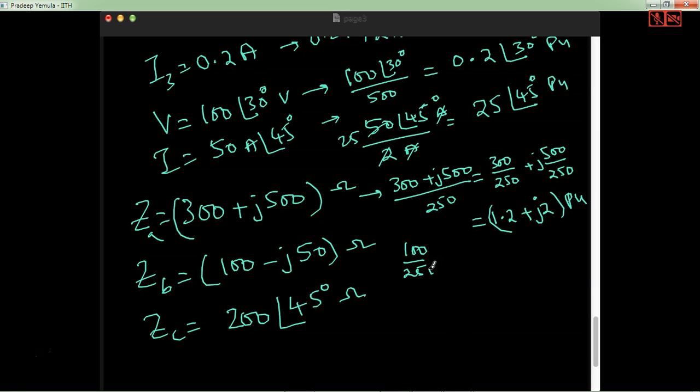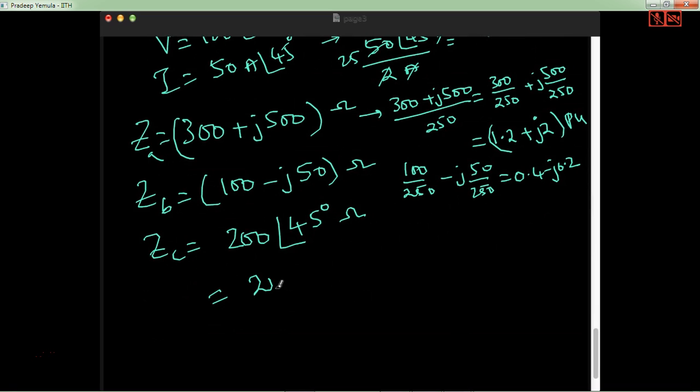100 by 250 minus j 50 by 250. So this is 1 by 5, so this is 0.2. So this will be 2 by 5, this will be 0.4. So 0.4 minus j 0.2. And finally, here it is again straightforward. Simply divide the magnitude by 250. So this will be 4 by 5, so 0.8 at 45 degrees per unit, okay, like this.